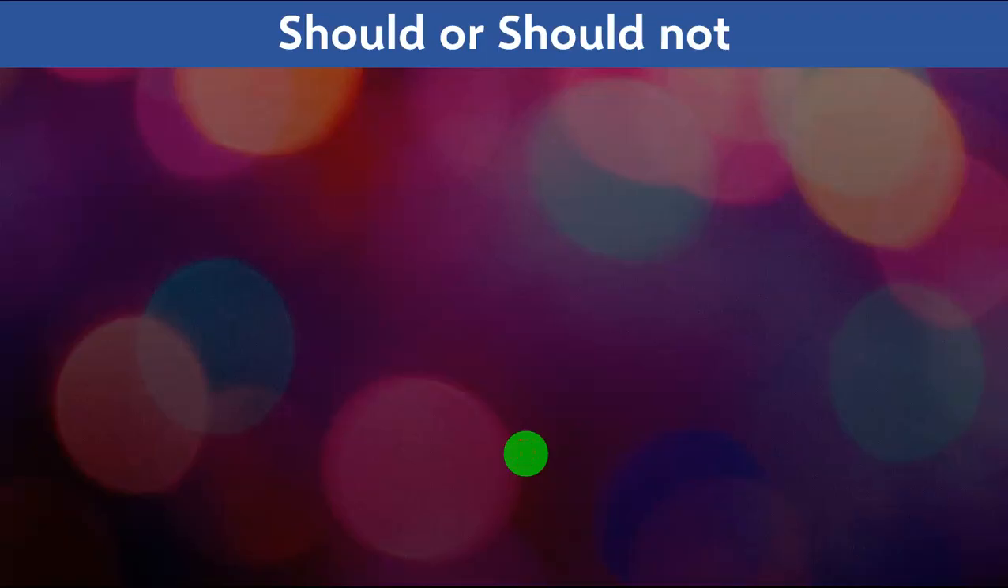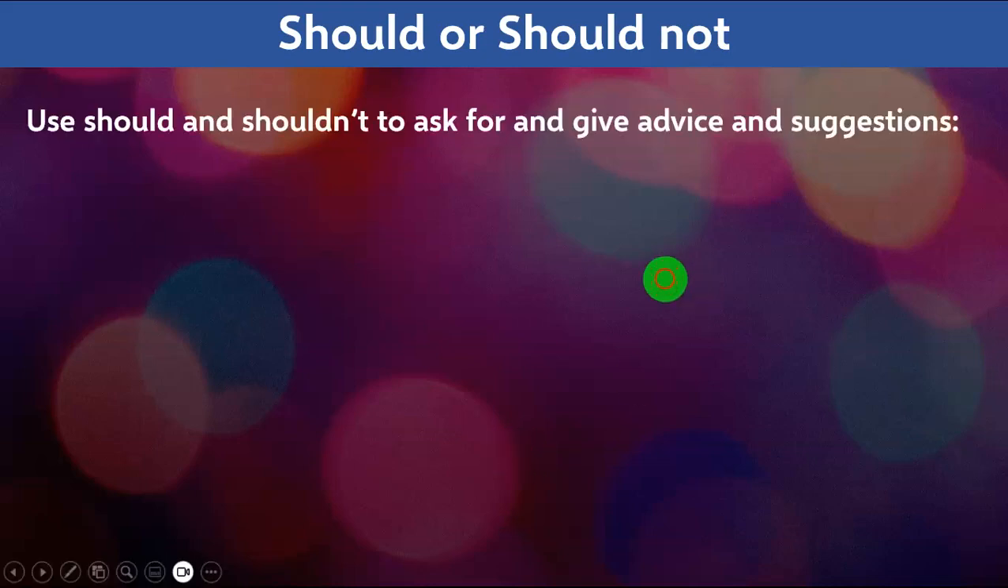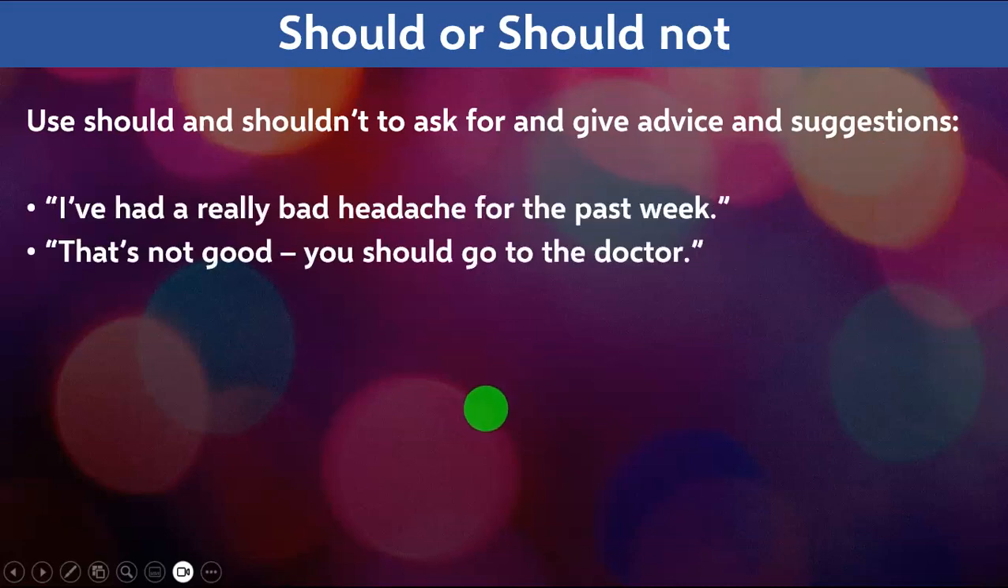First of all, let us start with should or should not, or should or shouldn't. Now, use should and shouldn't to ask for and give advice and suggestions. So should and should not are used for advice and suggestions. Let's take a couple of examples.